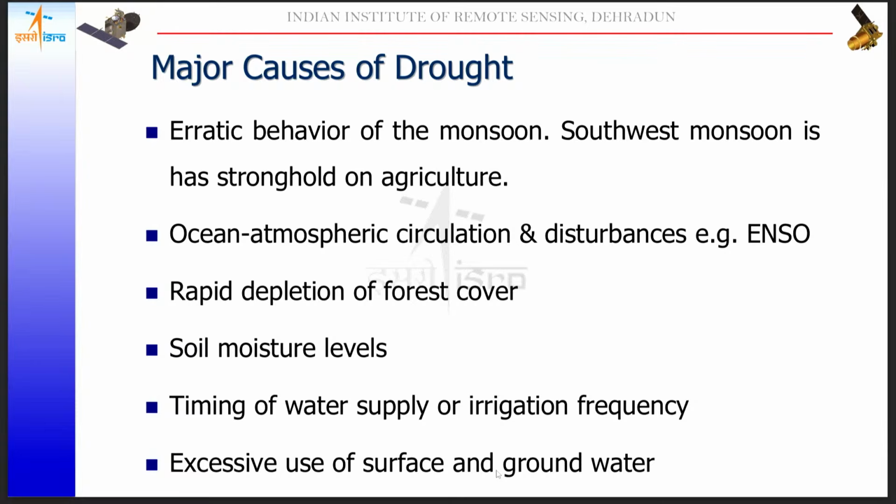Along with this, the rapid depletion of forest cover, low soil moisture levels, unavailability of water, the timing of the water supply, irrigation frequency, and excessive use of surface and groundwater. These are all causes of the drought.